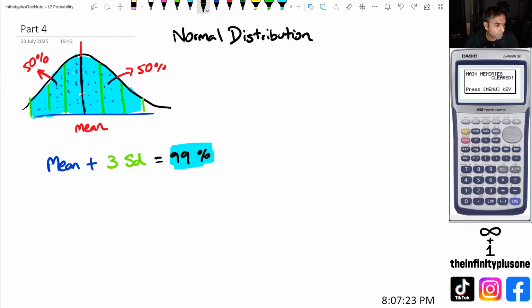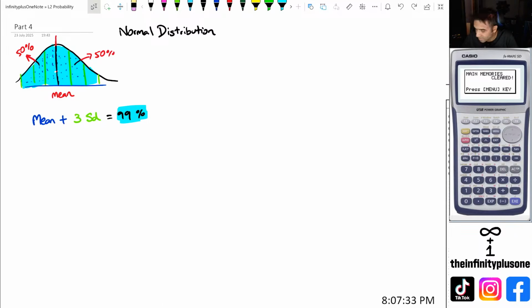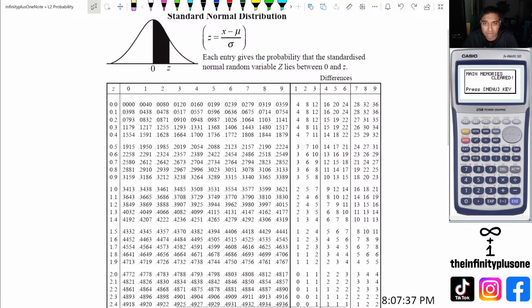Okay, so with that in mind, do we want to go straight to the questions? No, we don't, because I need to show you how to actually use these tables here. Because what you'll notice is, hey Elise, how you doing? Welcome. They've got this bunch of tables here, and I'm working out of the formula sheet, right? So you're going to get used to it.